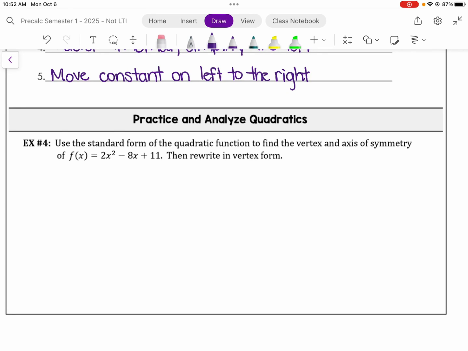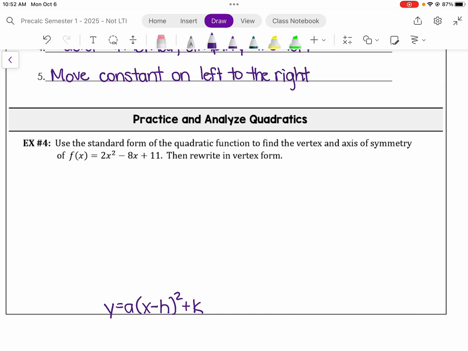All right, notice this problem is very similar in the fact that it is standard form, and we are going to rewrite it in vertex form. So remember, vertex form is y equals a times (x minus h) quantity squared plus k. That's our end goal.